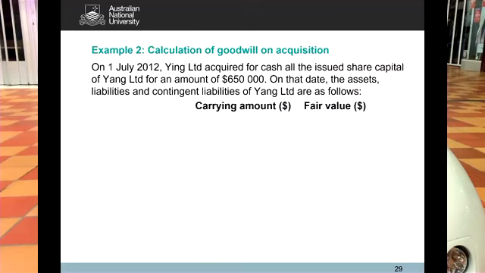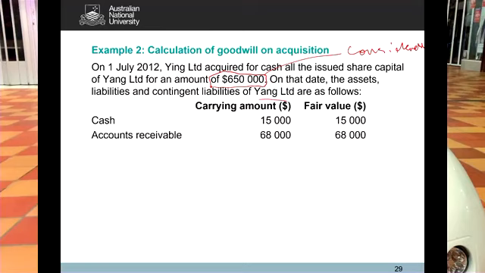And let's calculate, see if we have the goodwill. So this company acquired for cash all the issued share capital, 100%, for the amount. So this would be the consideration. Okay, consideration. On that date, the assets, liabilities, and contingent liabilities of the acquiree, the other company, are as follows. Let's have a look.